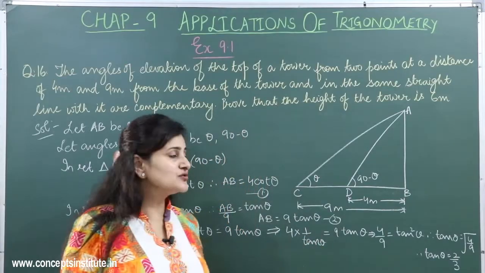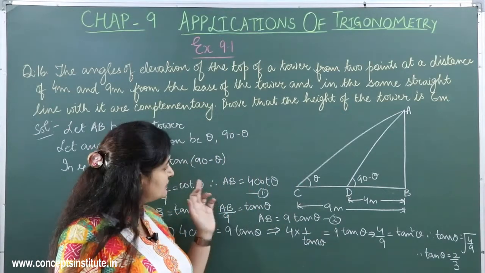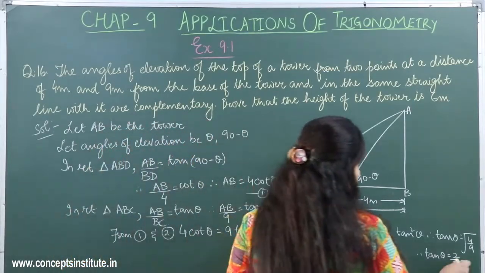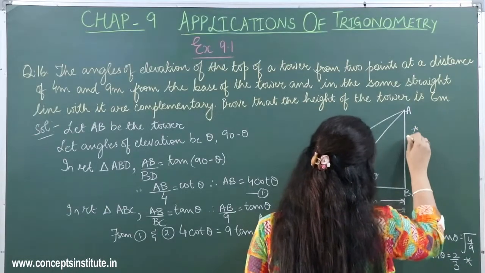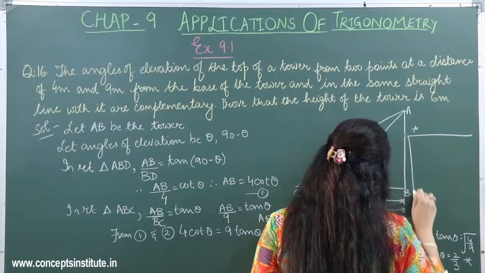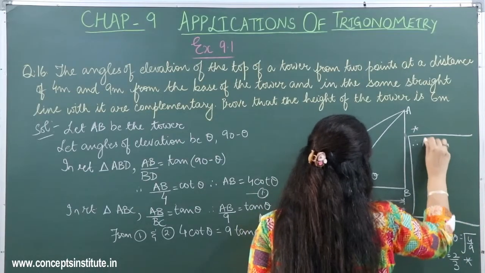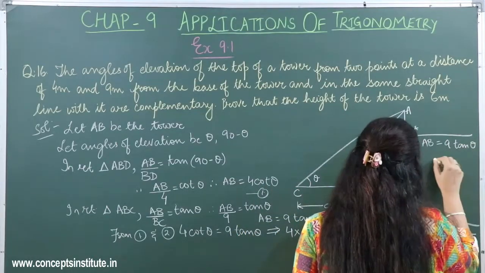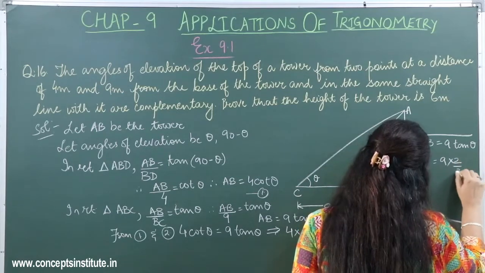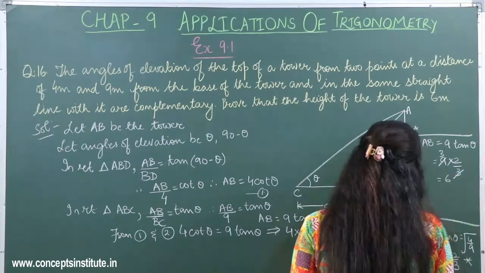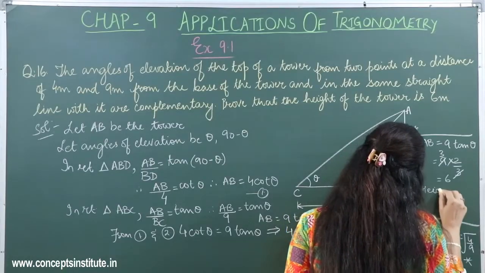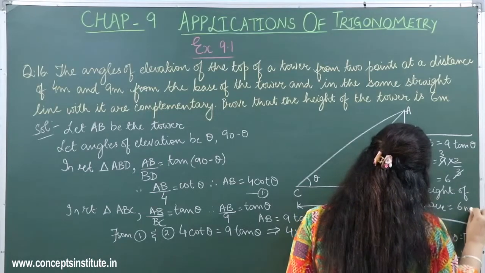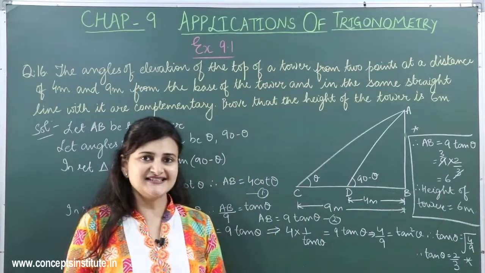But students, we are supposed to find out the value of AB. Now what was AB? AB, as you can see, is 9 tan theta, isn't it? So therefore AB equals 9 tan theta. So that would be 9 into 2 by 3. So 3 into 2, this is 6. So therefore height of tower equals 6 meter. And isn't it the same thing that we wanted to prove? Right?